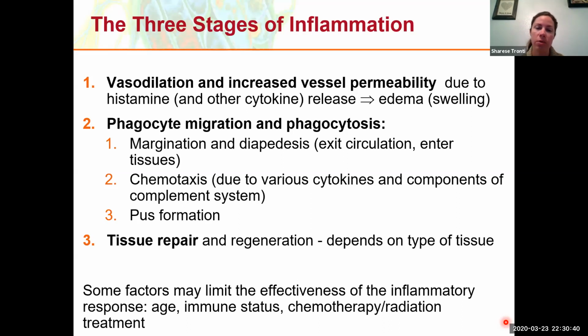But then through these processes, they are in the tissue. And through chemotaxis, they will go to the exact location of the infection. And then pus will be formed as they are undergoing phagocytosis. And they will repair the tissue and regenerate the tissue. Older age and a weakened immune system will cause inflammation to be less effective.